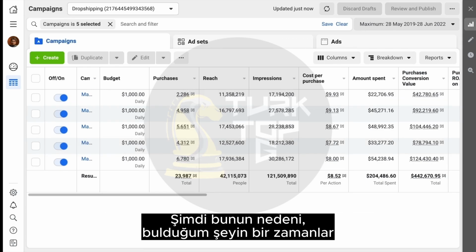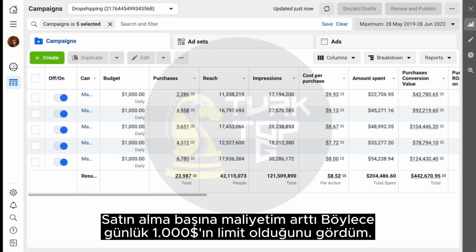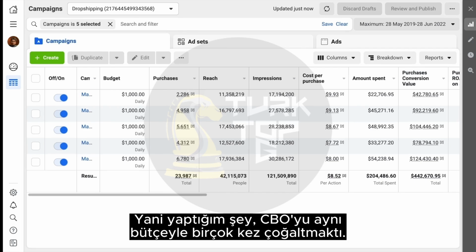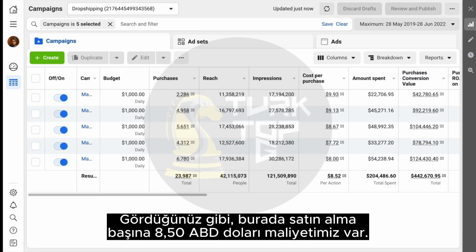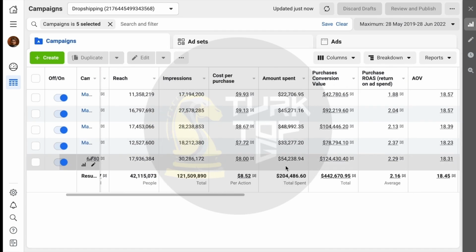And the reason for this is what I found is once I started scaling the budget past $1,000 per day, my cost per purchase increased. So I found that $1,000 per day was the limit at which I could get the highest ROAS and the highest volume. So what I did is I duplicated the CBO multiple times at the same budget. And as you can see, we have an $8.50 cost per purchase here. We've spent $200,000 on these 5 campaigns.